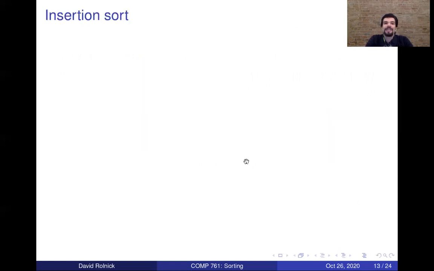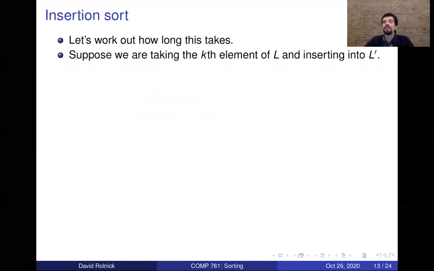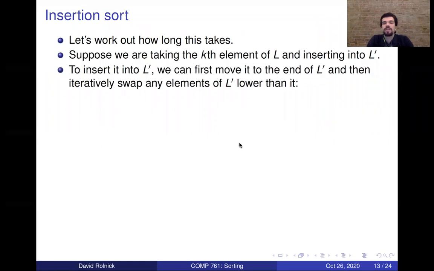So let's analyze this. Let's work out how long it takes. Suppose we're taking the kth element of L. We've done k-1. We're now taking the kth element, and we're inserting it into L prime. To insert it into L prime, or at least naively doing this, we can first move it to the end of L prime, and then iteratively swap any elements of L prime lower than it.